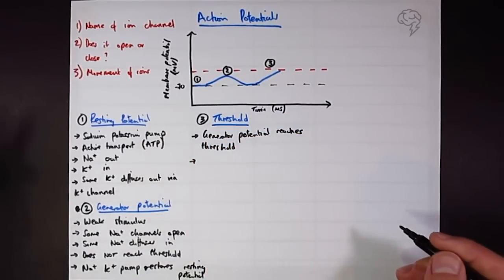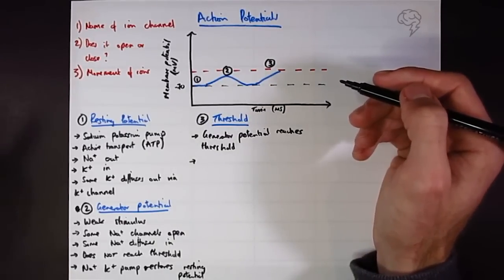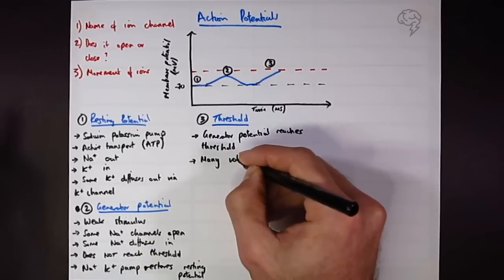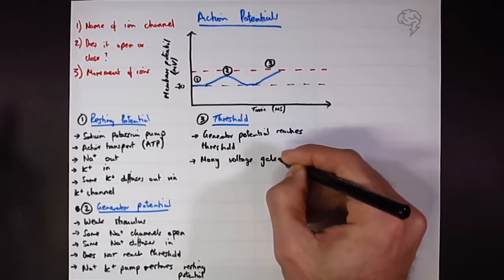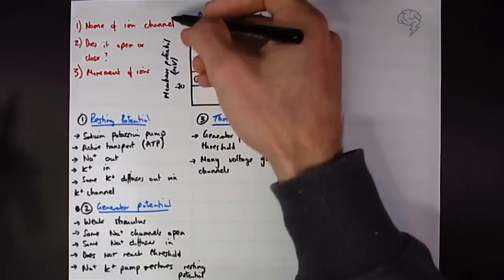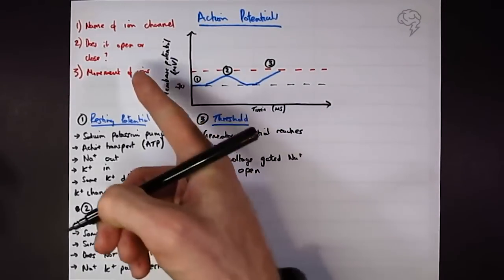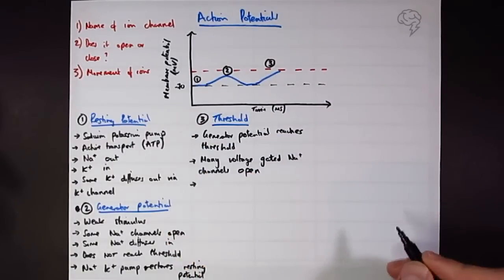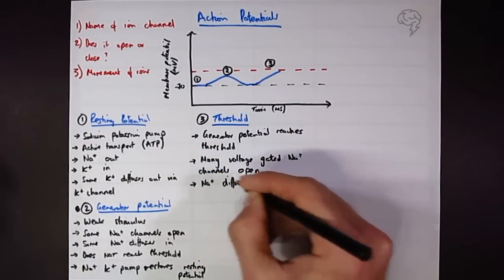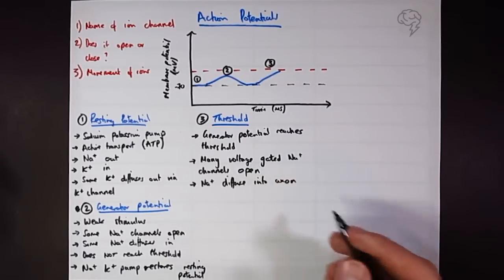We can say many voltage-gated sodium ion channels. So voltage-gated means they are opened or closed, the gate is controlled by the voltage. So that tells us the name of the ion channel and what happens to them. They're going to open. Number 2 is covered as well. And then we can say what happens to the ions. Well, sodium ions diffuse in, let's put into the axon. And it's a positive feedback.